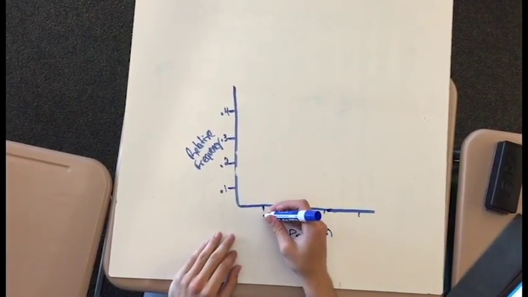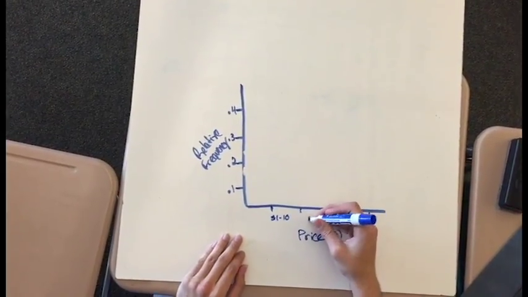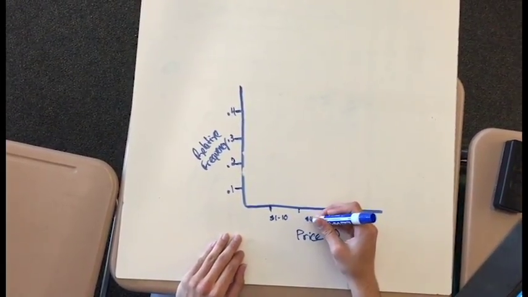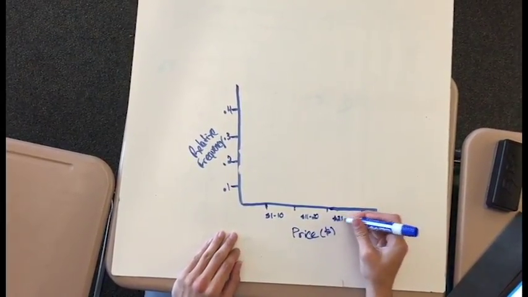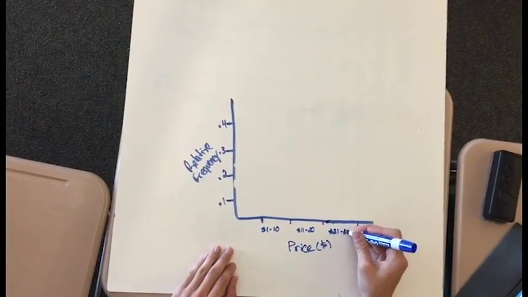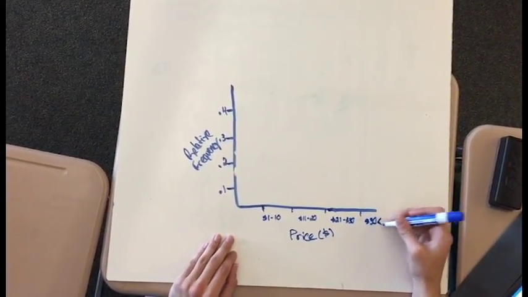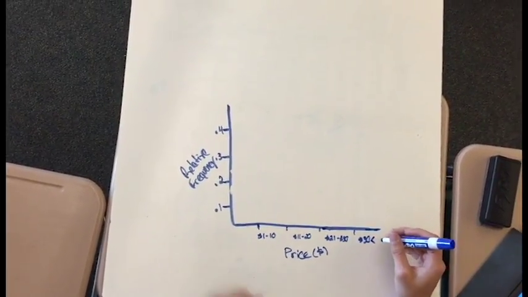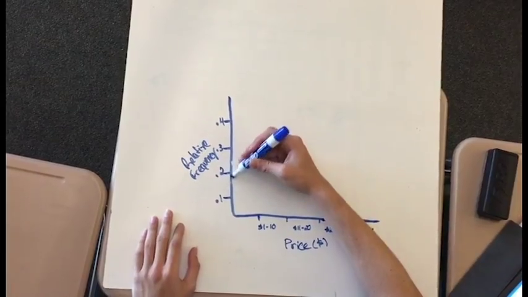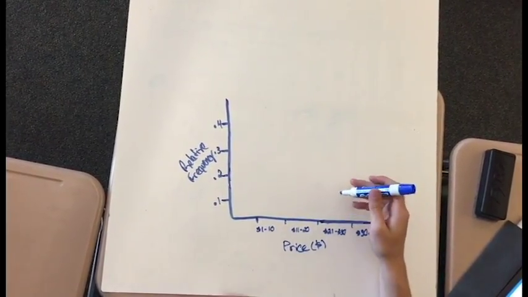And then the prices, same thing as last time. We're going to have 1 to 10, we have 11 to 20, we have 21 to 30, and then finally everything above 30. Alright, so now we can make the bars, which show the frequency so you can actually see it, and it'll help you better understand it.